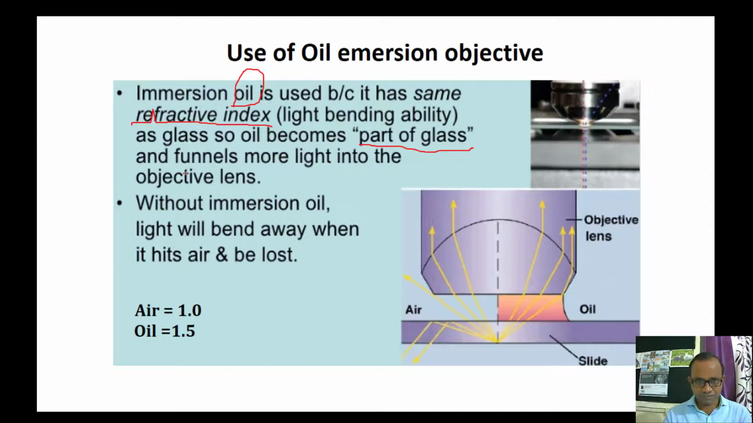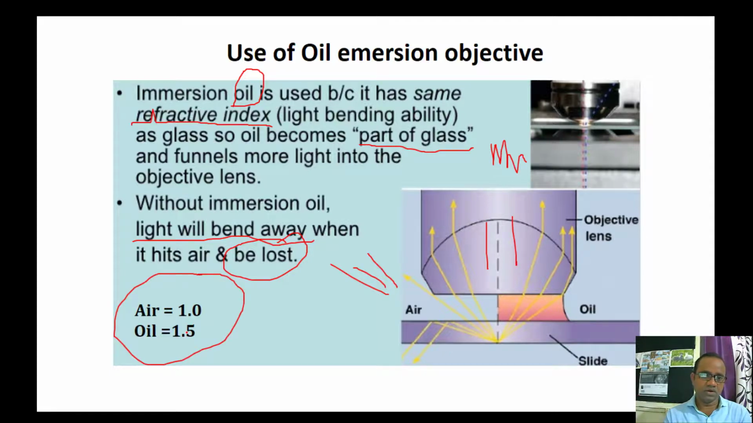If we do not use oil, what will happen? The light will bend away. It will go outside, this way, and will not reach the objective lens. Therefore they will get lost and you will not see any image here, right? So the refractive index of air is 1 and the oil is 1.5. Higher the refractive index, more light will enter into the objective. So therefore we use the oil instead of air.